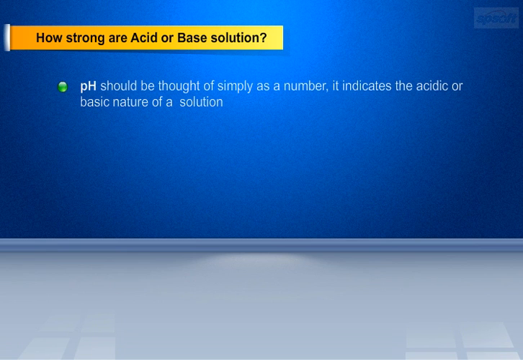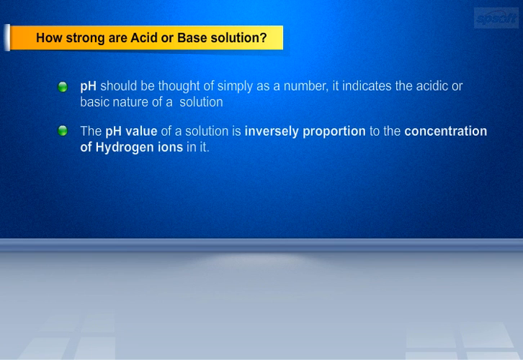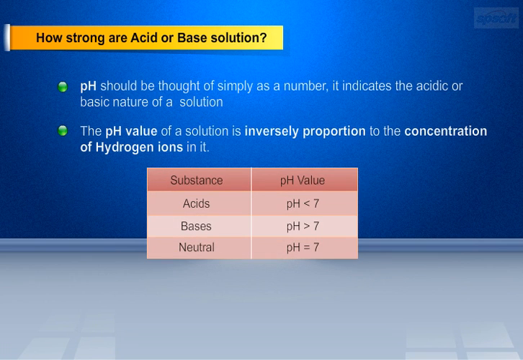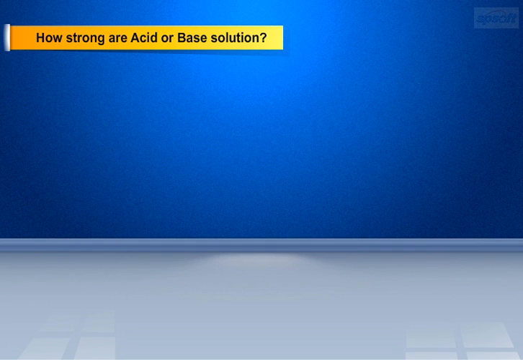pH should be thought of simply as a number. It indicates the acidic or basic nature of a solution. The pH value of a solution is inversely proportional to the concentration of hydrogen ions in it. Acids: pH value is less than 7. Bases: pH value is more than 7. Neutral: here pH value is equal to 7. Let us see them in more detail.